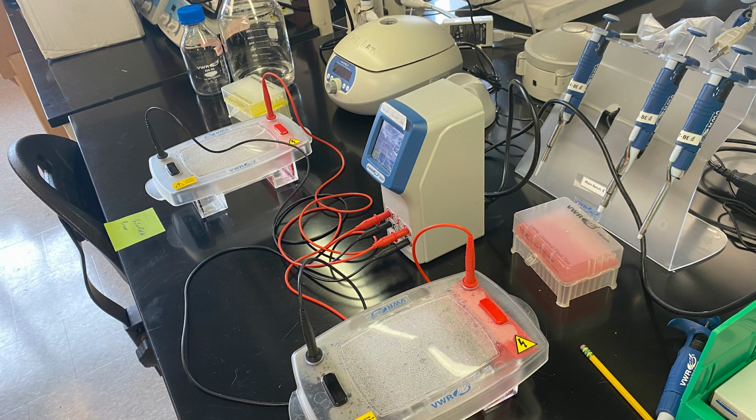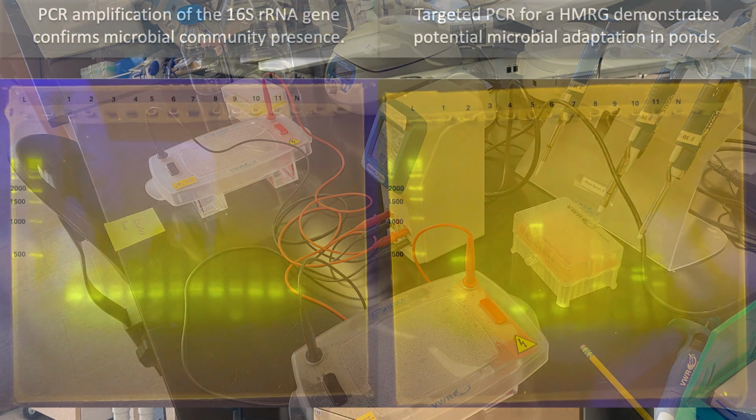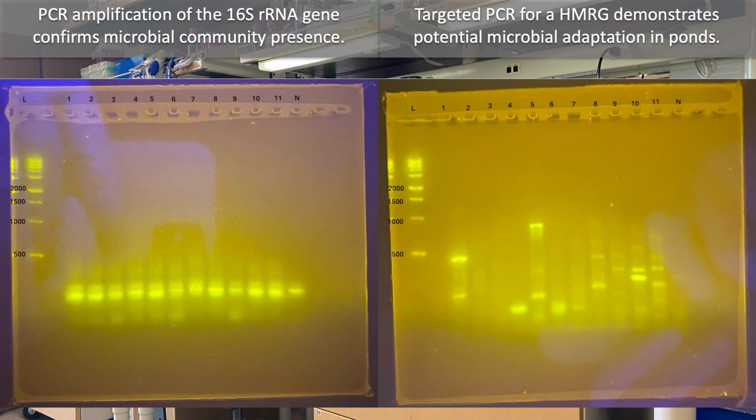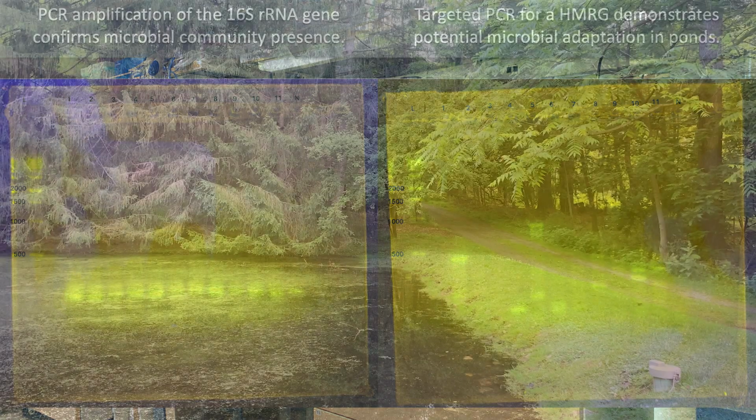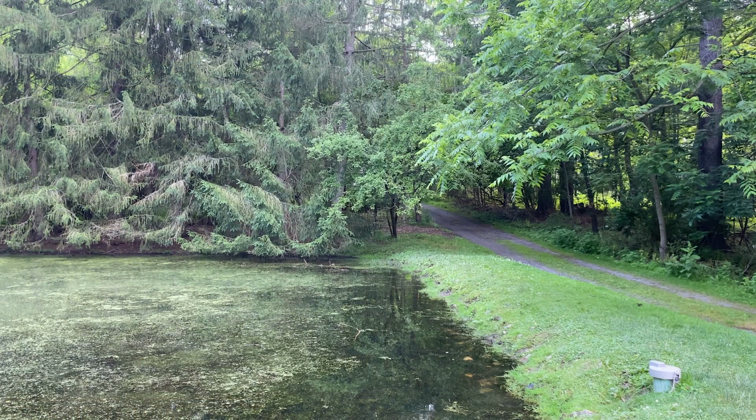I used PCR and gel electrophoresis to confirm the presence of heavy metal resistance genes in these samples. We observed the presence of this gene in some ponds, but not all, suggesting variation in microbial gene content across the landscape. Together, this work helps us identify ecological stress signals.